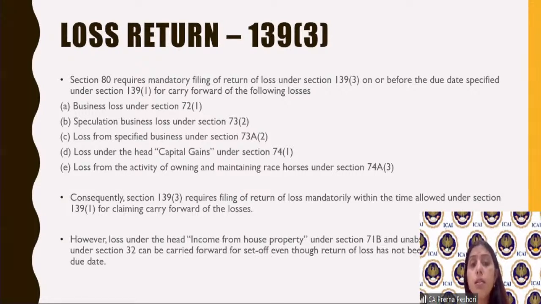So you could have business loss, speculation loss, loss from the specified business, loss under the head capital gains, loss from activity of owning and maintaining race horses. All these losses, if you want to carry forward, you have to mandatorily file within the due date under 139(1). If it is loss from income from house property or if it is unabsorbed depreciation, these can be carried forward even if the return is not filed within the due date. Is that clear? Any doubt till now?